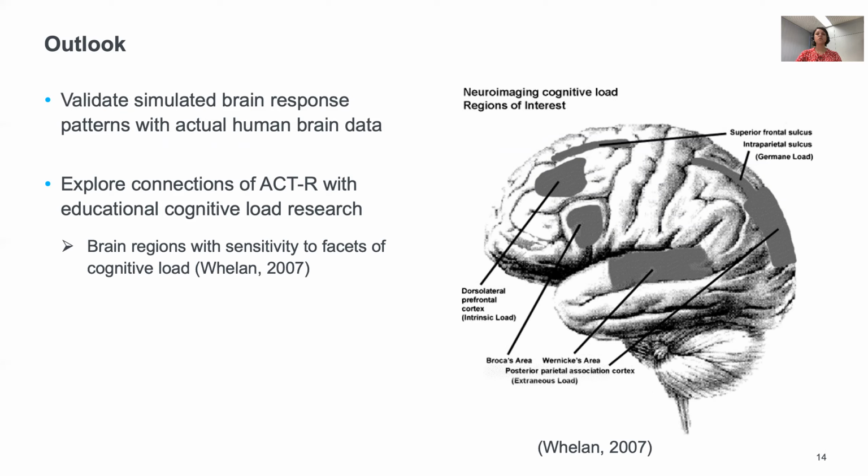Extraneous cognitive load should be observable in the parietal cortex and Broca's and Wernicke's areas, which involve modality-specific neural structures. Germane cognitive load would be associated with activity in brain structures underlying motivation, particularly the superior frontal and intraparietal sulcus. This potential correspondence emerges as learners need to be motivated to invest cognitive resources in building knowledge structures.